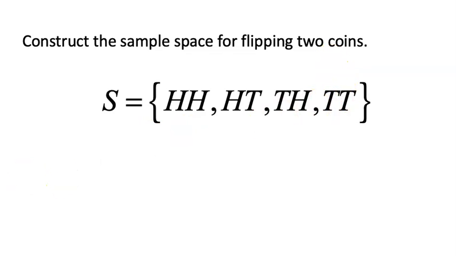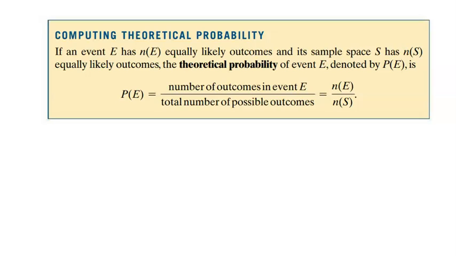Okay, we're going to go from there to the notion of probability. So the informal notion is if you're determining a theoretical probability, count the number of winners divided by the number of total possibilities. So here's our formal statement, computing theoretical probability. If an event E has n of E equally likely outcomes, and its sample space S has n of S equally likely outcomes, the theoretical probability of event E, denoted by P of E, is the number of outcomes in E divided by the number of possible outcomes. Again, informally, number of winners divided by total.